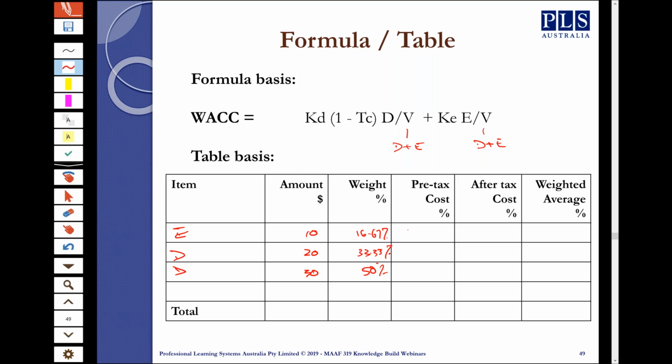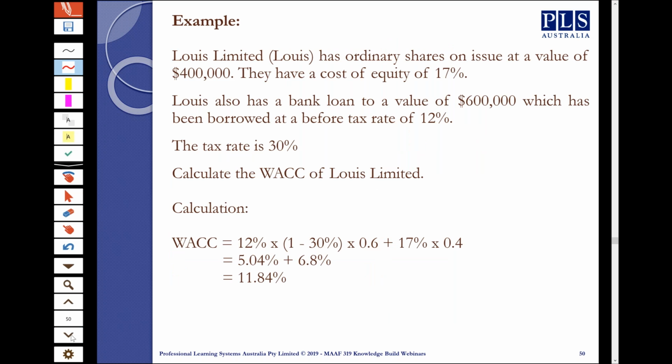But let's just see that. If I use the formula basis, all I've got is Louis, ordinary shares on issue at a value of 400,000, cost of equity of 17%. Also has a bank loan to a value of 600, been borrowed at a before tax rate of 12%, tax rate is 30. Calculate the WACC. Now, note, I've only got 1 item of equity, 1 item coming through with respect to debt. So therefore, I can use the formula.